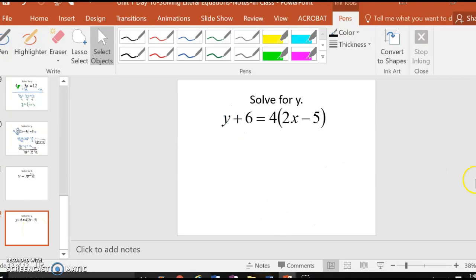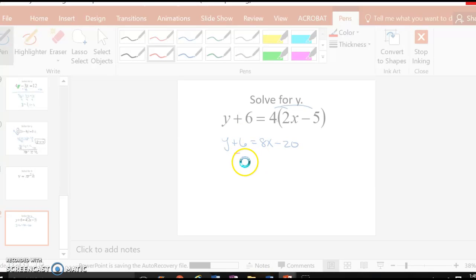We're going to jump to one more. When we go to solve this and put it in simplified form, first thing we're going to do is distribute this 4. So y plus 6 is equal to 4 times 2x is 8x. 4 times negative 5 is minus 20. How do I get rid of this 6 now, the constant? Well, it's linked by addition, so I'm going to subtract.